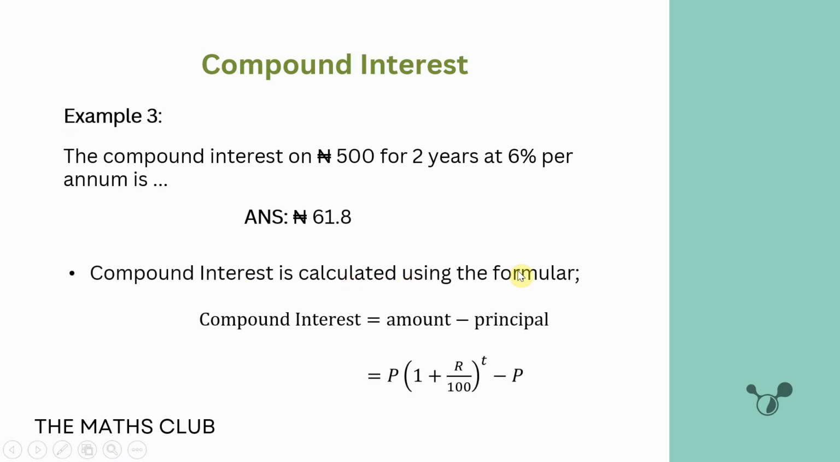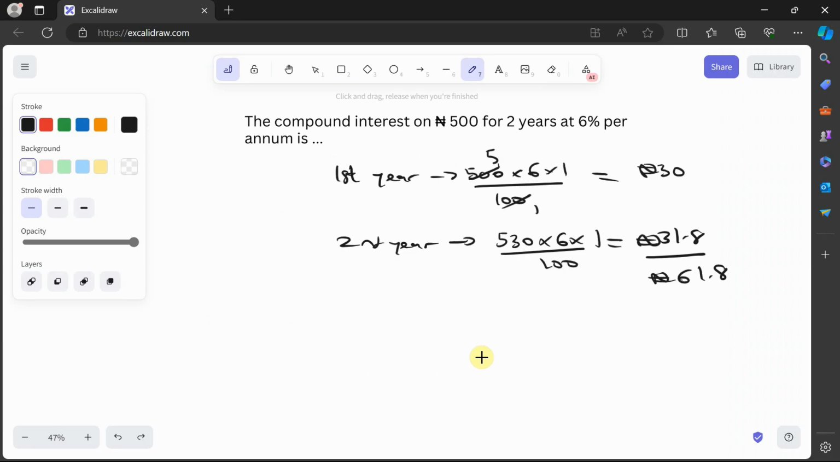Compound interest is calculated using the formula: compound interest is equal to the amount minus the principal, and they've given you this formula. There is something I want to show you here. Remember when we were doing percentages in the first video, we said if there is a 6% increase, or you buy something and mark it up at 20%, or a discount of 10%, things like that, I said if it was a 10% increase, that would be 1.1. The same thing can happen here, because it's compounded. The first year there's a 6% increase, that would be 1.06. Second year too, there will be a 6% increase, 1.06 times what is the initial amount?